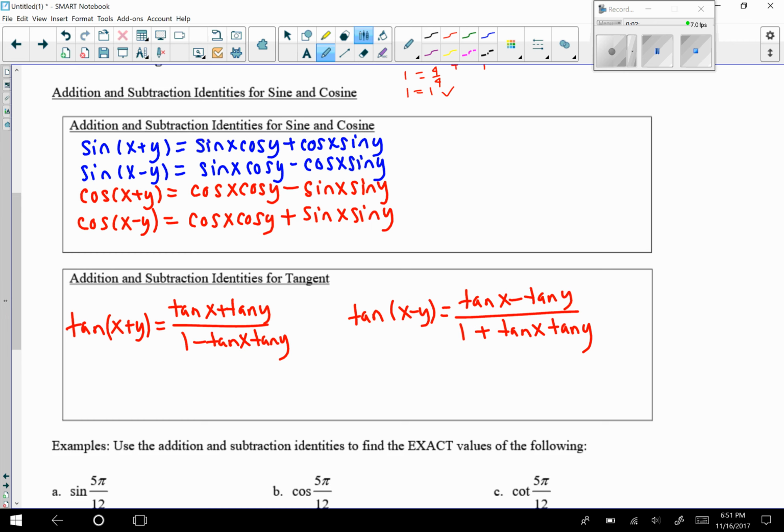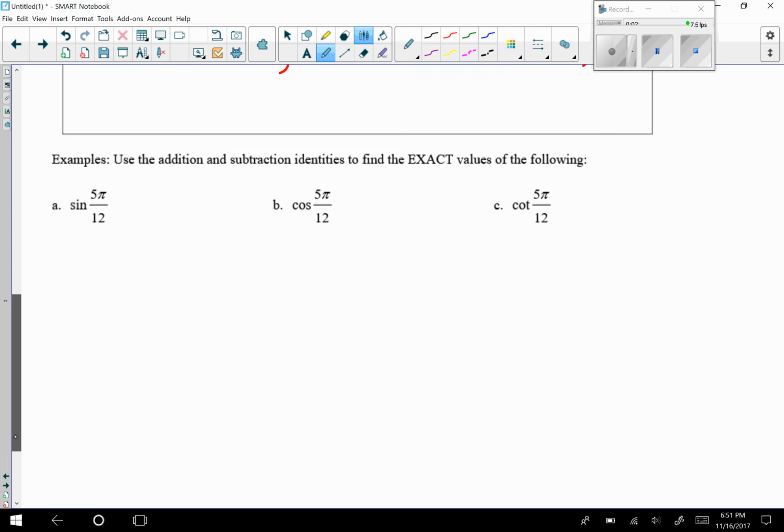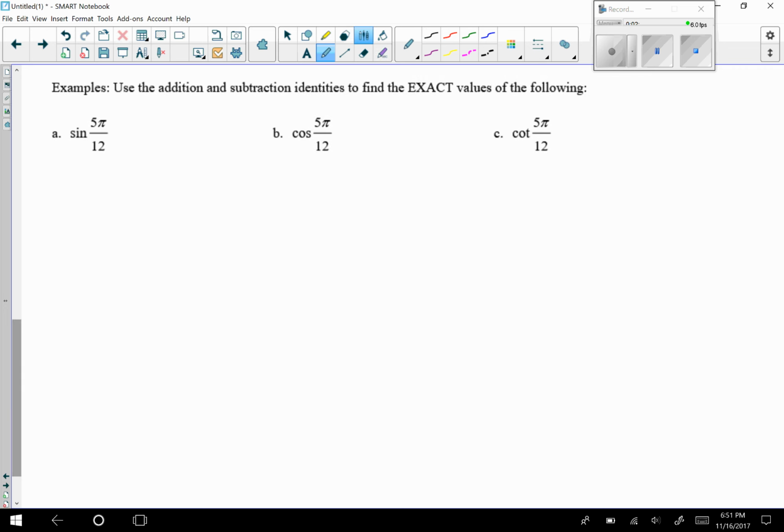So make sure you memorize these and have them because you will be responsible for knowing them, and we will be using them often. So now we're going to use the addition and subtraction identities to find the exact values of the following. So if you find the exact value, that means we don't want to have any decimals. We're going to leave our answers in exact form.